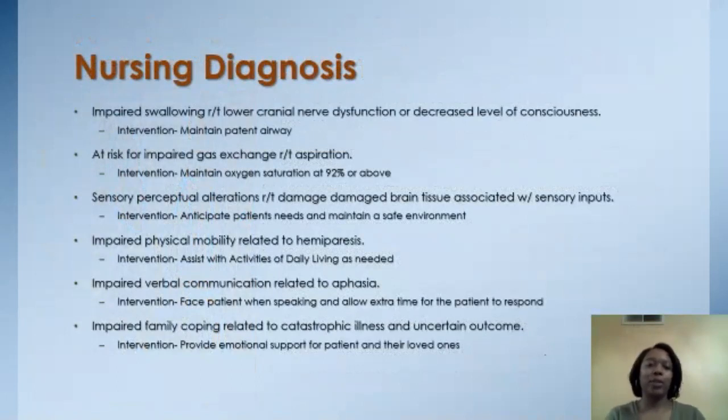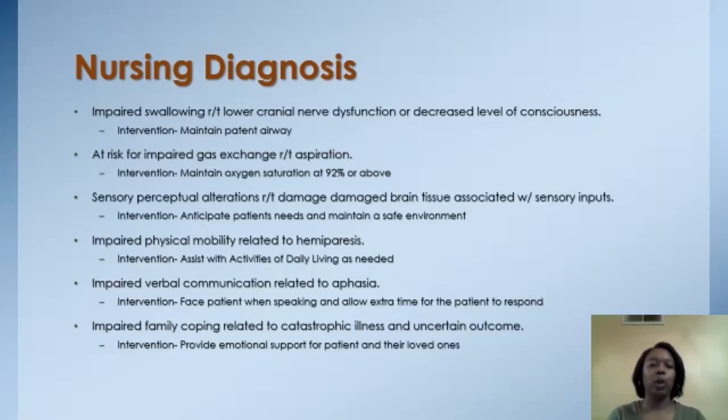So, nursing diagnosis. Here I have some diagnoses, and I have at least one intervention listed under each nursing diagnosis, just to give the nurses an idea of the care that is expected as we identify the problem. So, impaired swallowing related to lower cranial nerve dysfunction or a decreased level of consciousness. An intervention would be to maintain a patent airway.